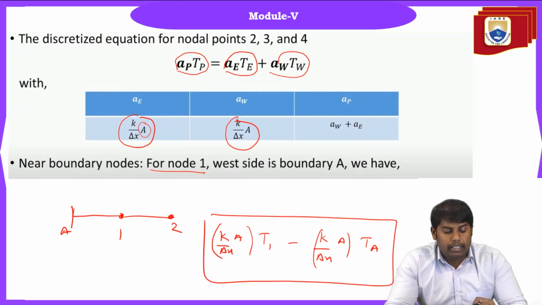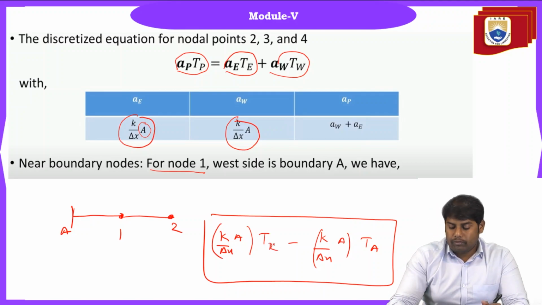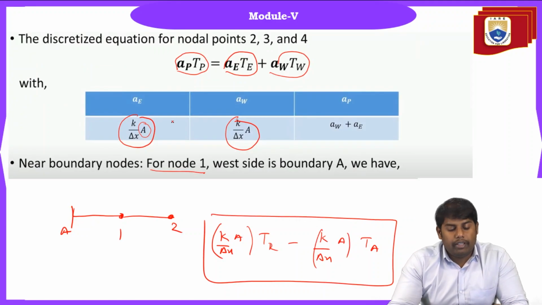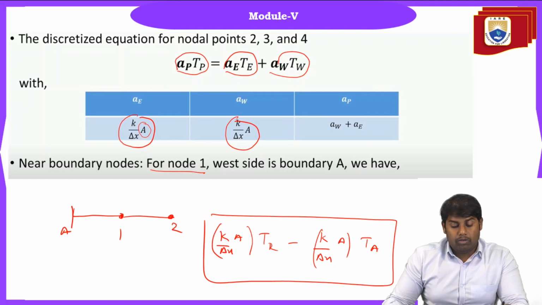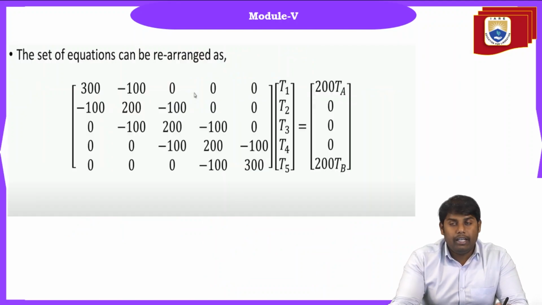So when we rewrite, this formulation will change in this way. Since we have this as the west node, and this is nothing but, let's say, the east node. So you can take it as 2, E, or you can keep it. Similarly, when we write down and rearrange, let us write down the equation in detail.